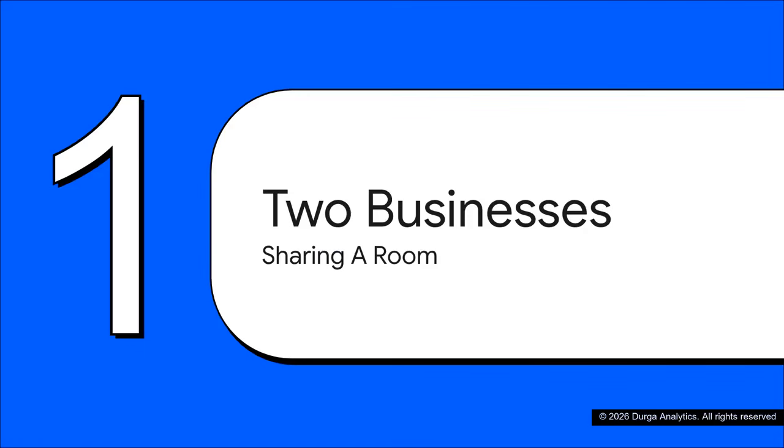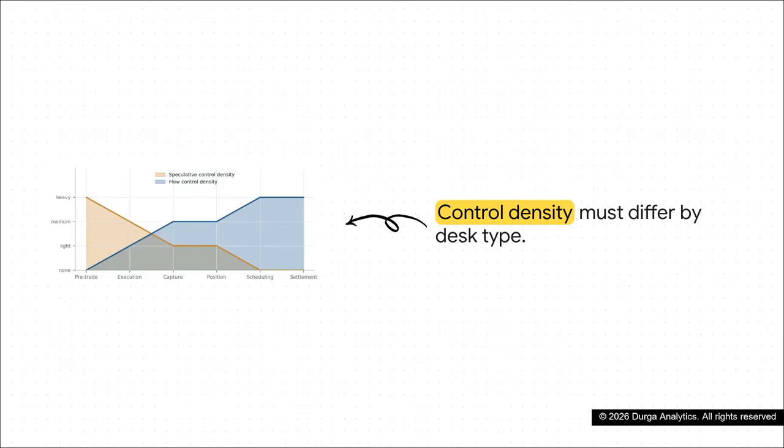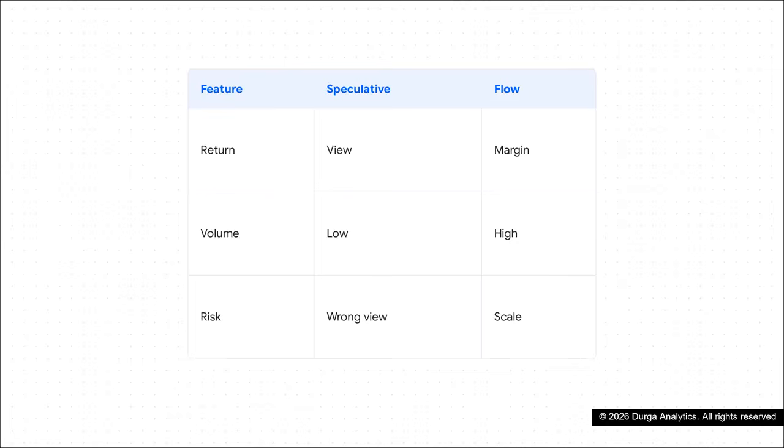Okay, starting off with Section 1, 2 businesses sharing a room. Listen, a mixed gas desk is basically 2 fundamentally different businesses that are just forced to share the same operational room. Now, speculative desks require the absolute heaviest control density pre-trade. You need a mandate, a veto sequence, and a strict limit check before the decision is even made. But flow desks, they're a completely different beast. They require control density heavily post-trade, at the points of capture, position refresh, and settlement. Let's break down exactly why their profiles are total opposites.